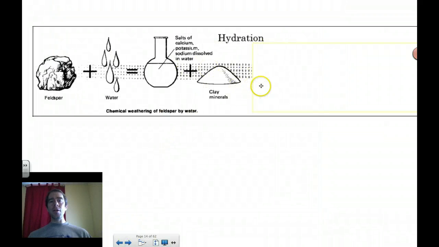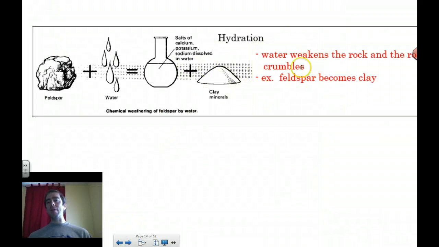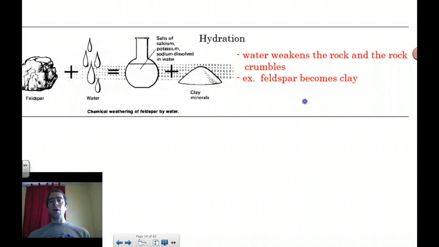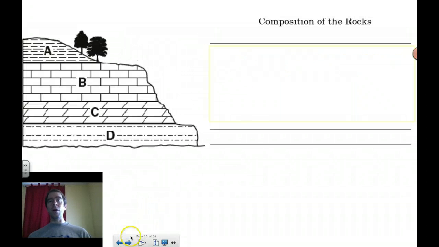And then hydration, this happens with lots of igneous rocks. What ends up happening is the water mixes with the feldspar, that potassium feldspar, and there's a chemical reaction happening, it creates these clay minerals, and it helps to break up those igneous rocks and leaves behind the quartz, which is much harder and more resistant to weathering. So those are the main types of weathering that we're going to talk about.